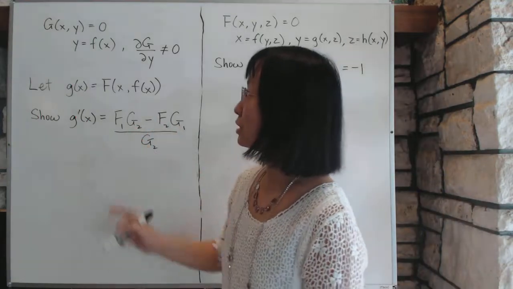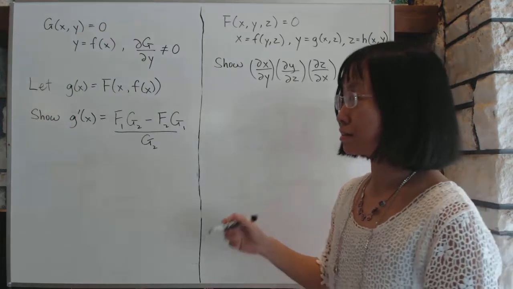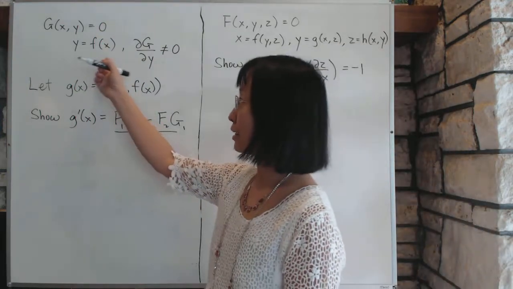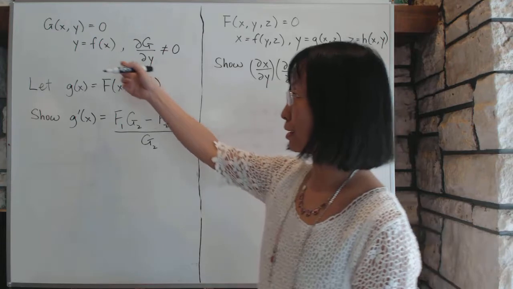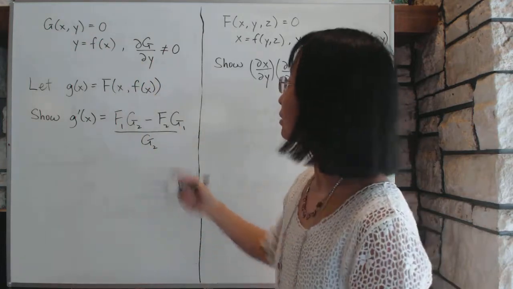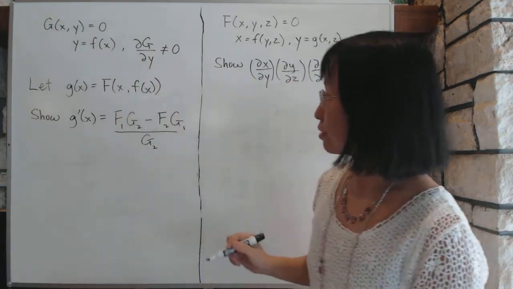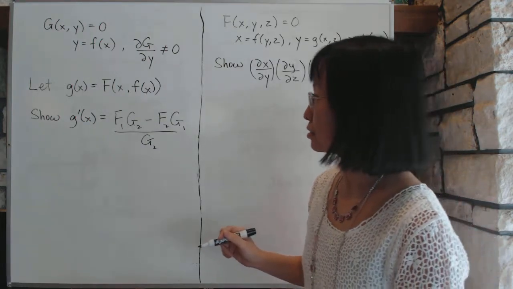The first example: g(x, y) equal to 0 has a solution y equal to f(x). So if you plug this in there, it will come out. And there's a condition given that partial g partial y is not equal to 0.